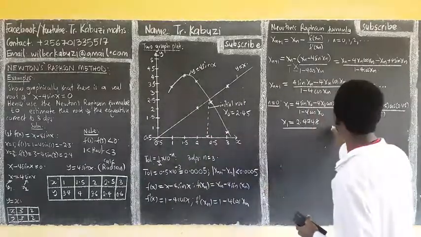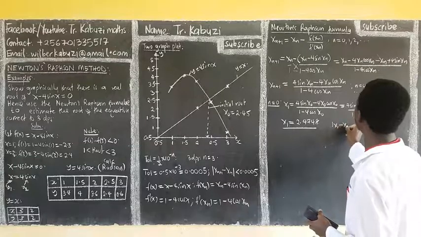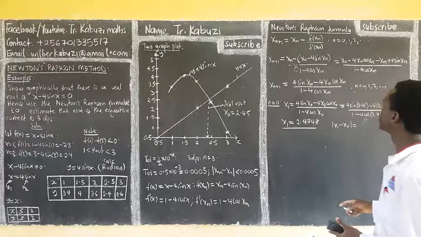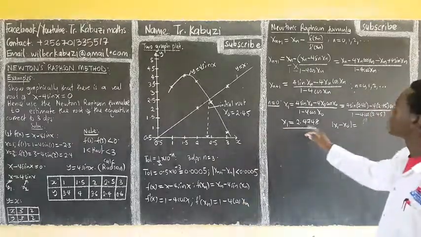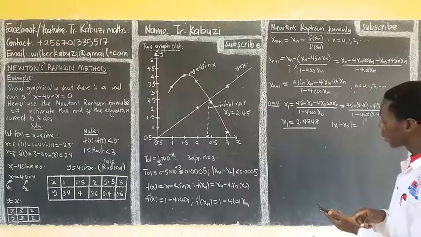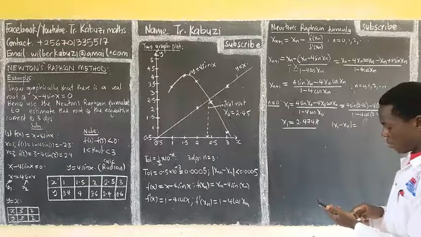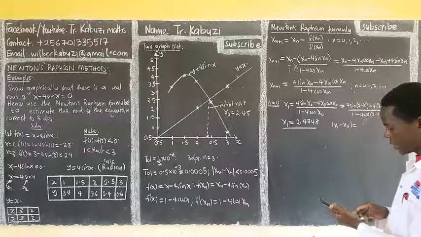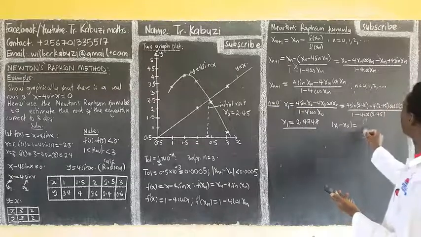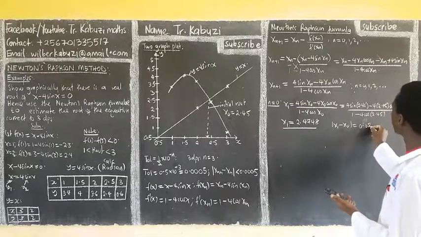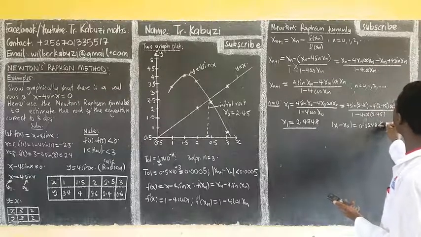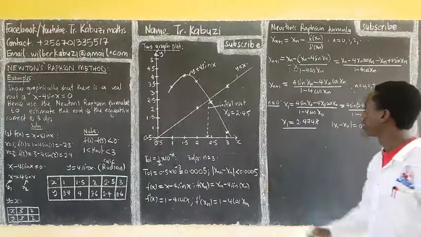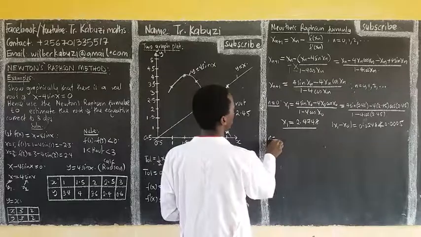Now when I get x1 minus x0, you want to see the tolerance between these two. Our x0 from here was this. When you subtract, 2.4748 minus 2.45, the answer we get is 0.0248, which is not less than 0.0005, this tolerance. Then we move now to when n is 1.